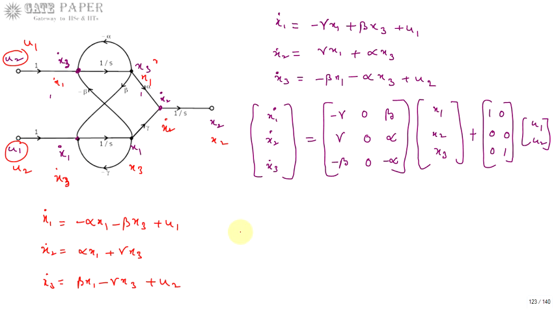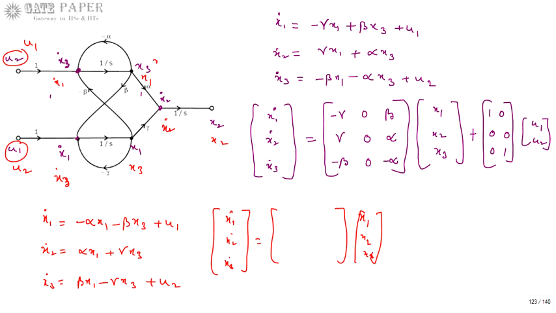So from this one if you write x1 dot, x2 dot, x3 dot with respect to x1, x2, x3 plus u1, u2. Now x1: minus alpha, 0, minus beta, and this is alpha, 0, gamma. Next beta, 0, minus gamma, and u1 is present for x1. So this will be 1 0, 0 0, 0 1.